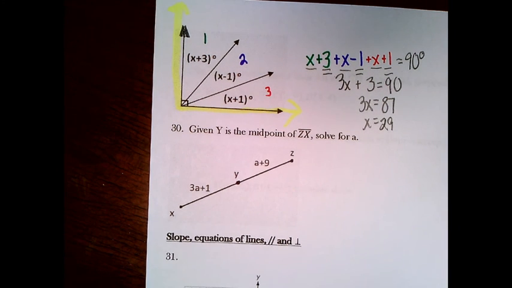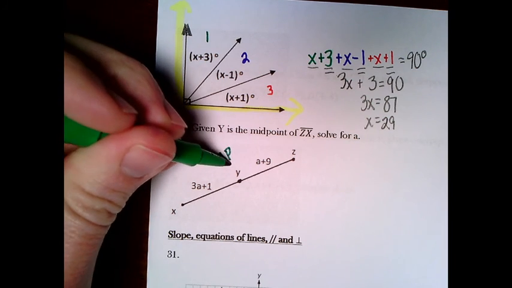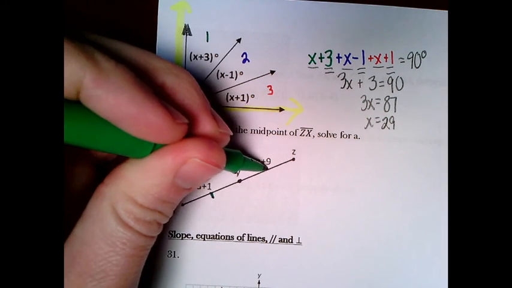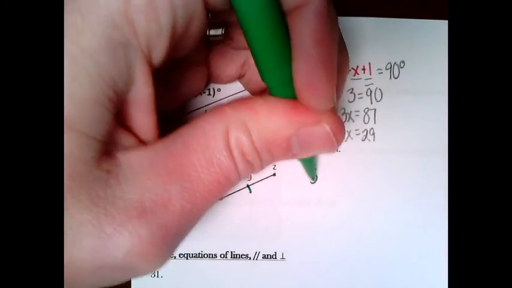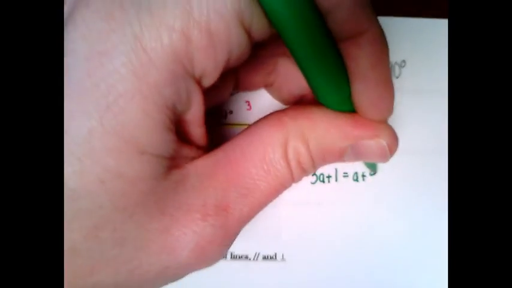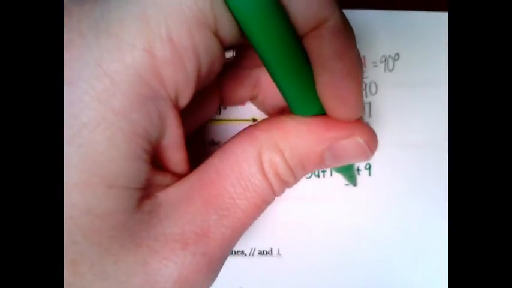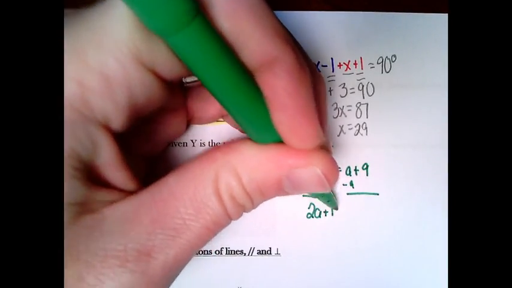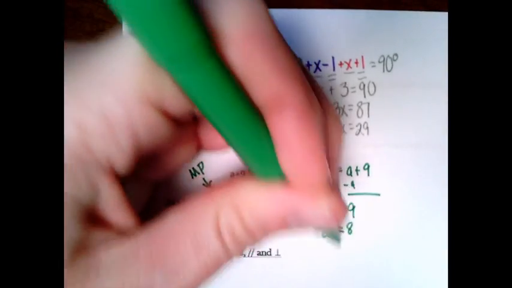But they don't give me the whole length, but they do give me a hint here. They say a midpoint. And if this is a midpoint, then that means that this part is equal to this part. It's cut into 2 equal parts. So if they're cut into 2 equal parts, I can set them equal to each other. So I got 3a plus 1 equals a plus 9. I'm going to solve for a, so I'm going to subtract a on both sides. Gives me 2a plus 1 equals 9. Subtract by 1. Divide by 2.